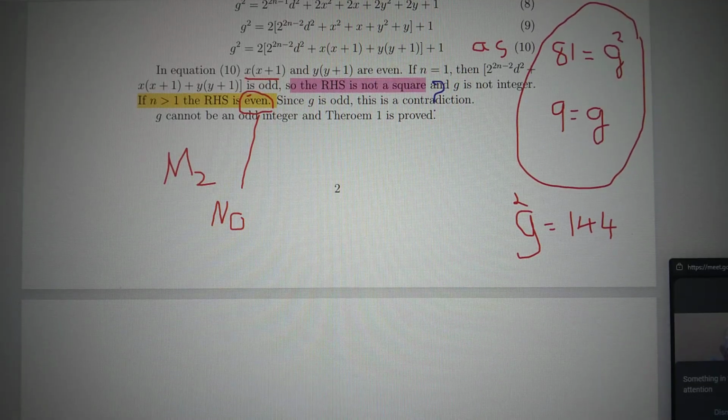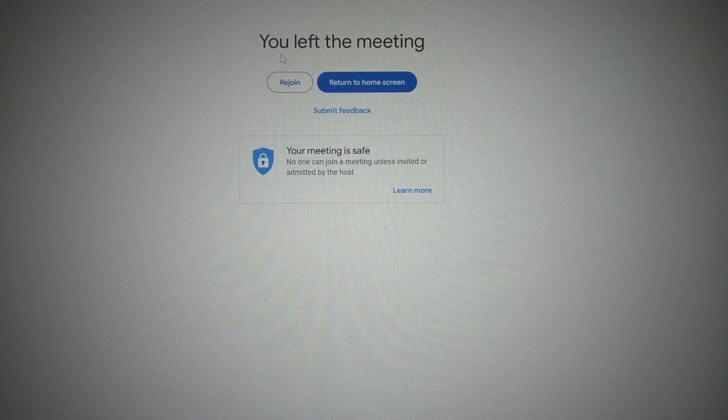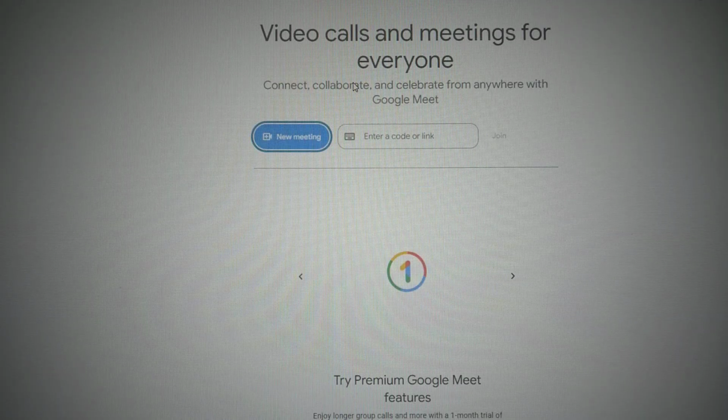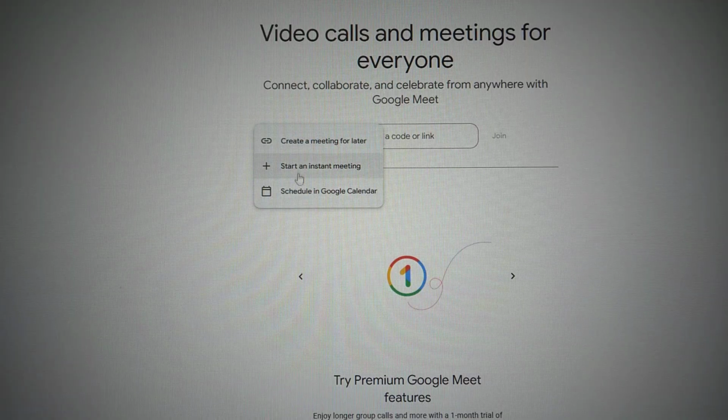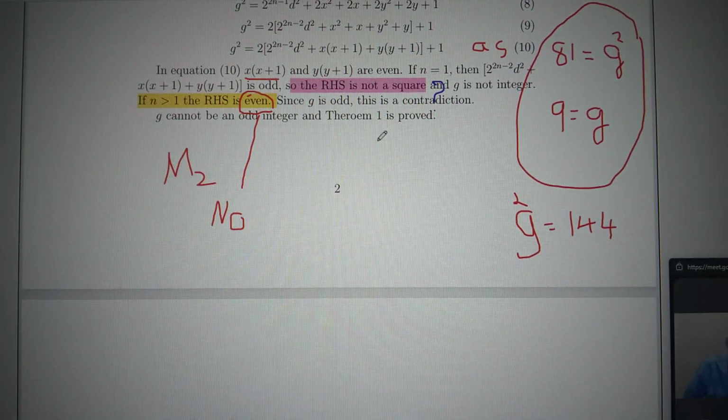Mistake number 2. Let me go fix that. Return to the home screen. Sorry for that. I have limited tools. Please don't blame me for that. Let me go. Discuss. I have mistake 1.